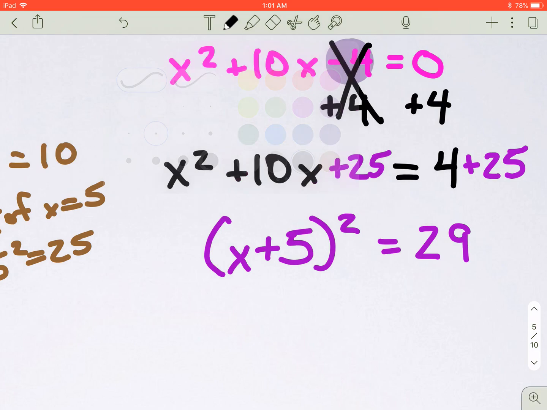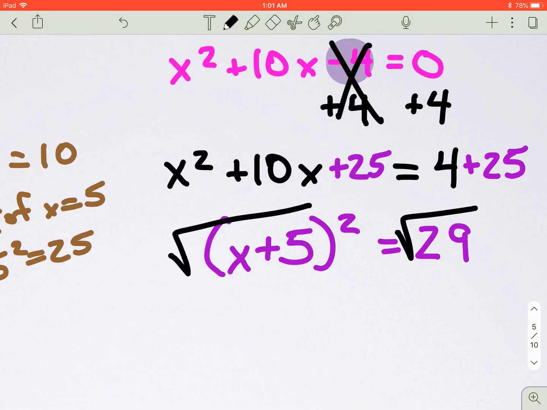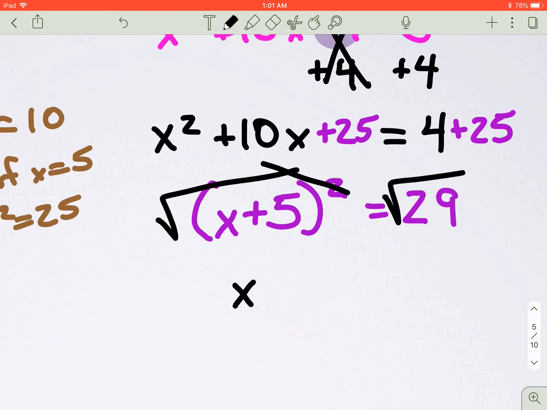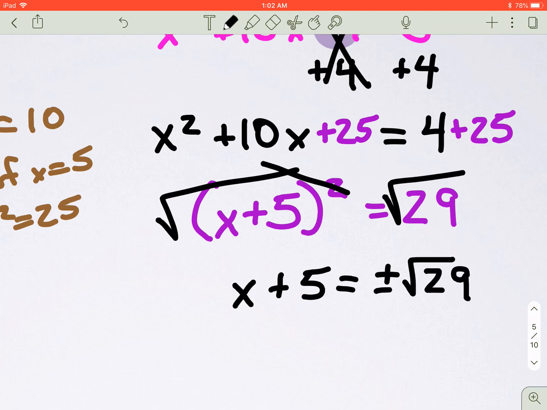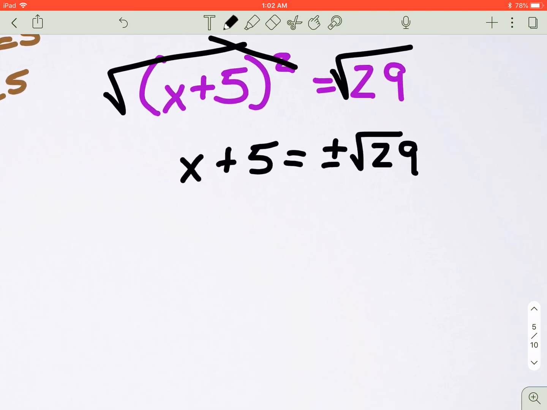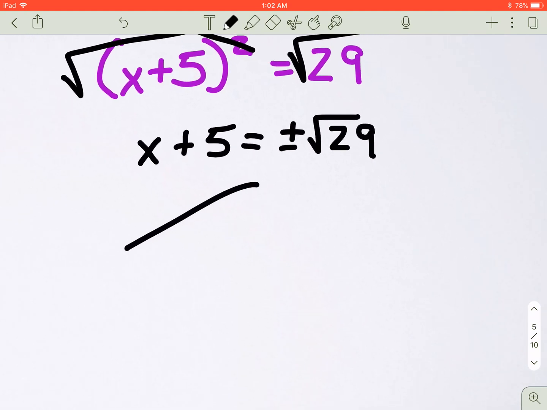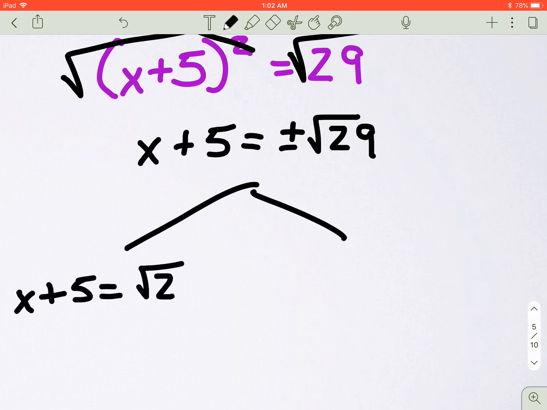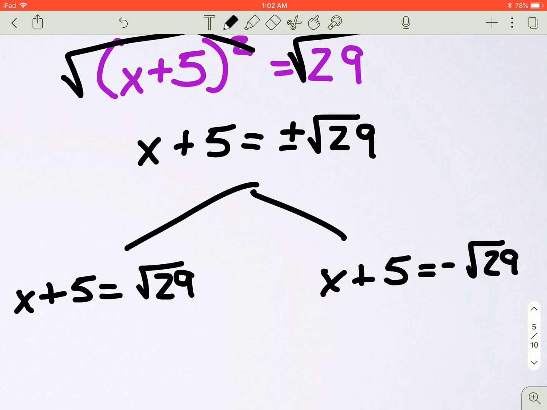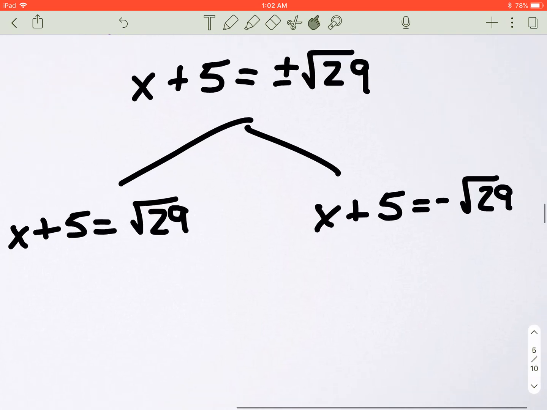And now I need to take the square root of both sides in order to get rid of my exponent. Those would cancel out. So I'd be left with x plus 5 equals plus or minus the square root of 29. So now I need to solve this problem for both ways. I need to solve this problem when x plus 5 equals a positive square root of 29, and when x plus 5 equals a negative square root of 29. Be careful that that negative sign goes on the outside of your square root symbol. If you put it on the inside of your square root symbol, that would be an imaginary number, and we're not to that point yet.